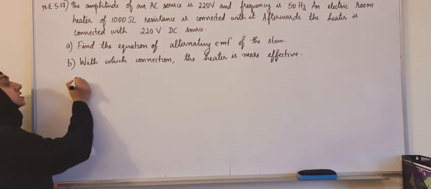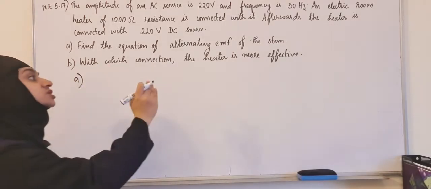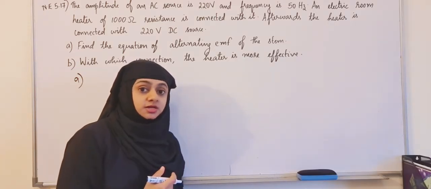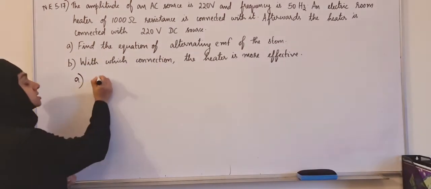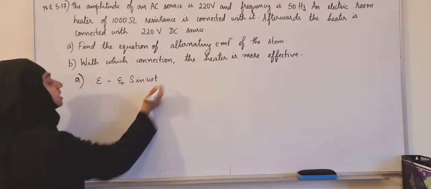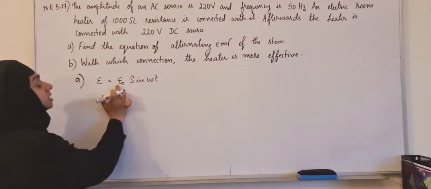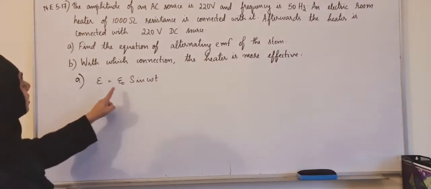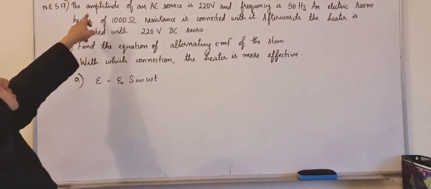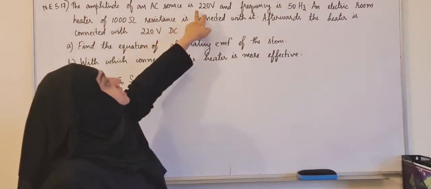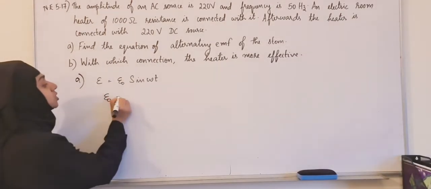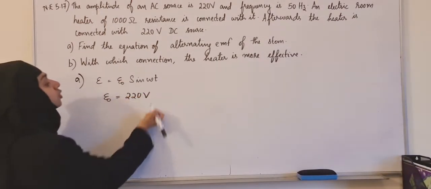So let us first consider question A. Find the equation of alternating EMF. How can we represent alternating EMF? We can write it as E is equal to E naught sine omega t. Let us see whether we can express E naught and omega. What is E naught? The peak value of EMF, or the amplitude of EMF. The amplitude of an AC source is 220 volt. So they have given E naught is equal to 220 volt.